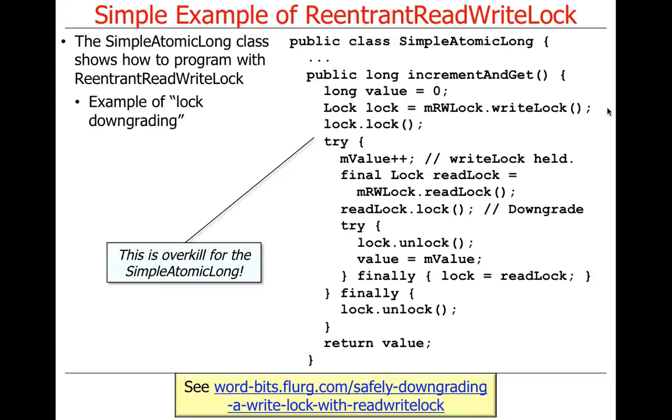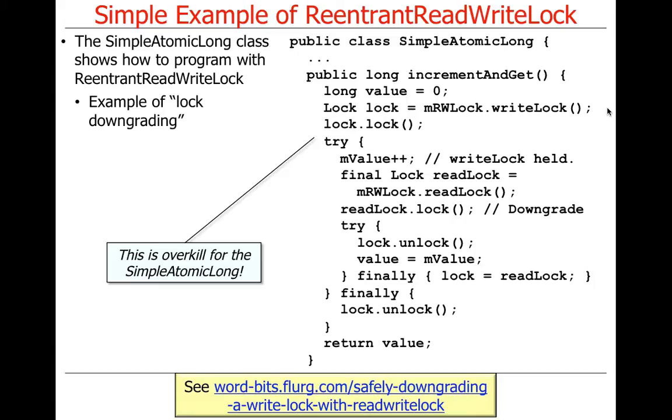So we come in here. This is the increment and get method. So increment and get has some stuff where we're going to be doing reads, and some stuff where we're going to write. So we might want to differentiate those two things. So we come in here and we first grab the write lock, and then we lock it. The lock is held. So this thing is done in a mutually exclusive way. We've incremented the count, right?